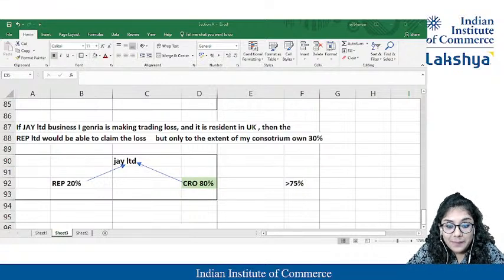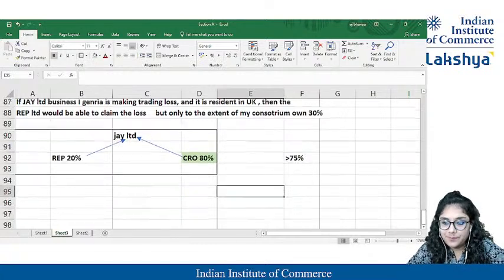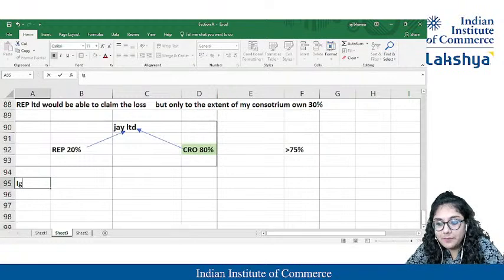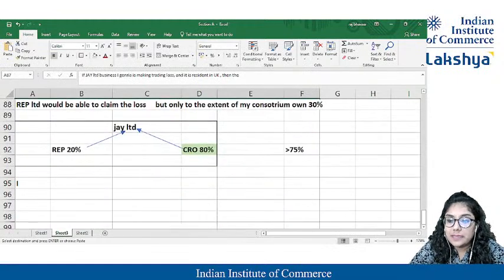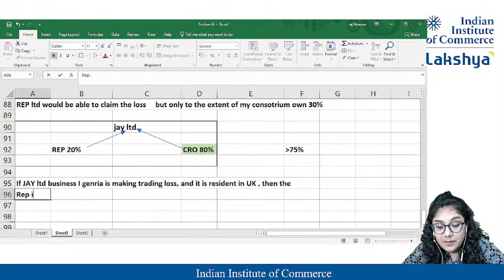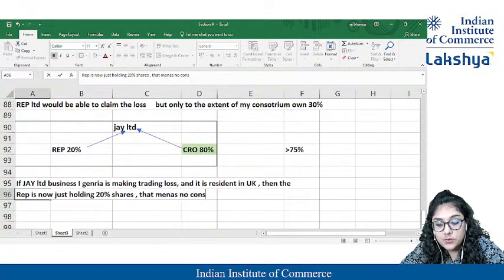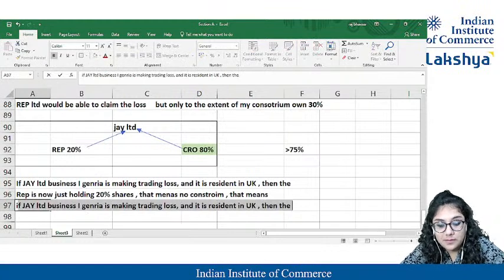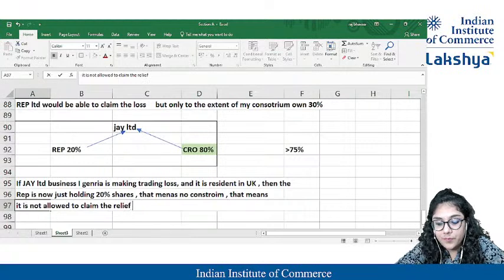Okay. So now REP would be able to claim? No. In that case, only CRO Limited has to take care of it. Now, if again the same, if Jai Limited is having any loss in that country, I can write: second, if J Limited is making a loss and it's a resident in UK, then REP can claim. REP is now just holding 20% shares. That means no consortium also. That means it's not allowed to claim the losses. It's not allowed to claim the relief of my shares loss too.